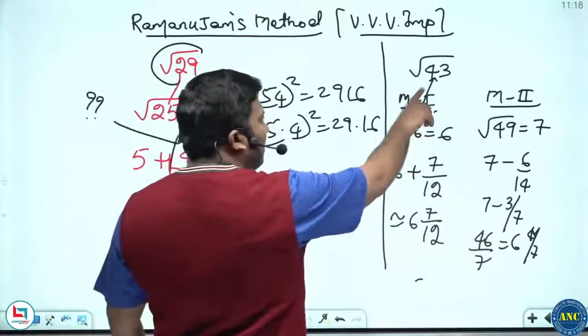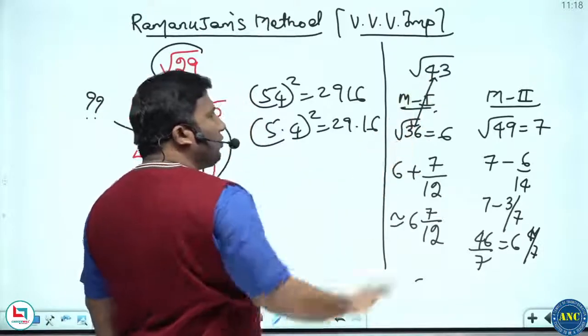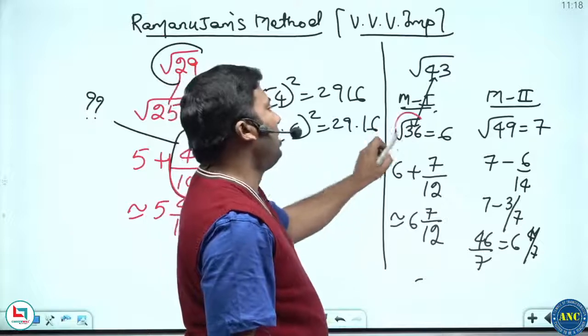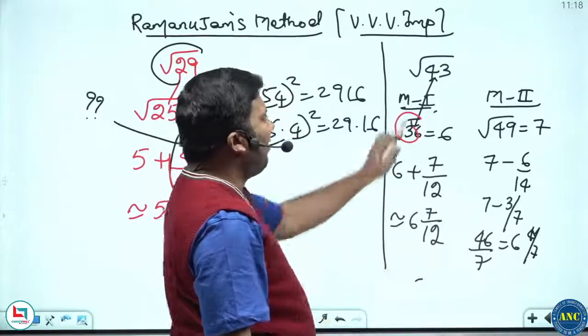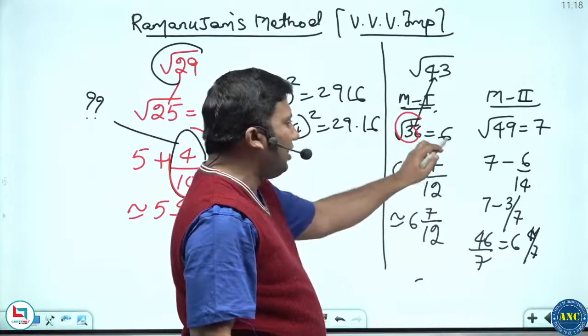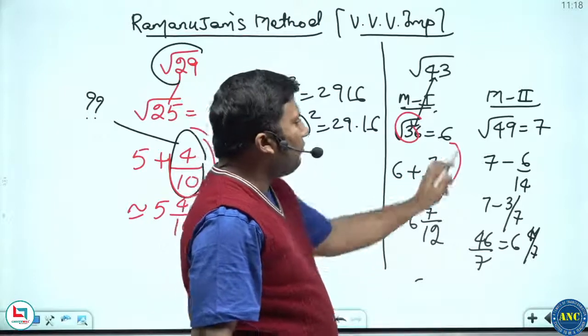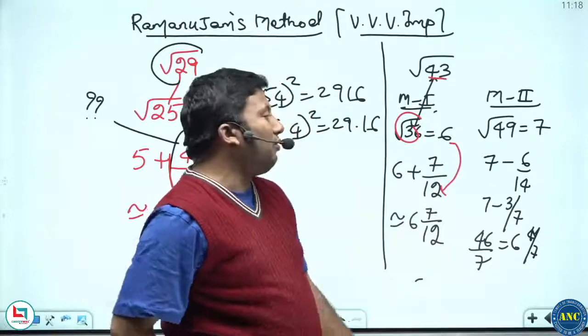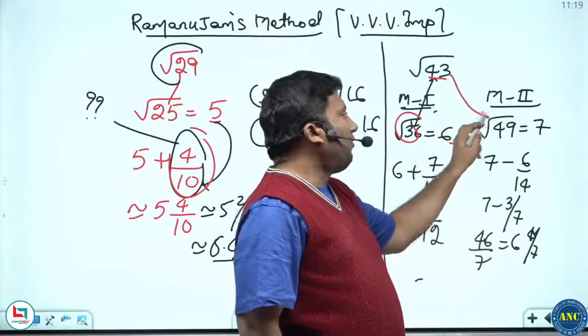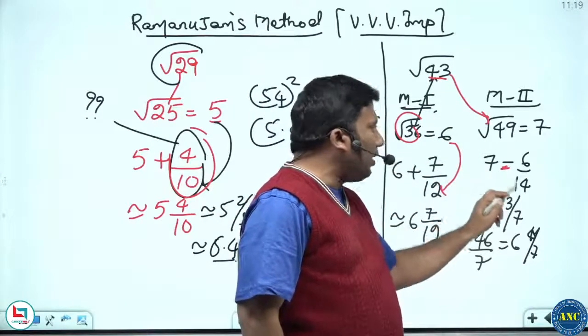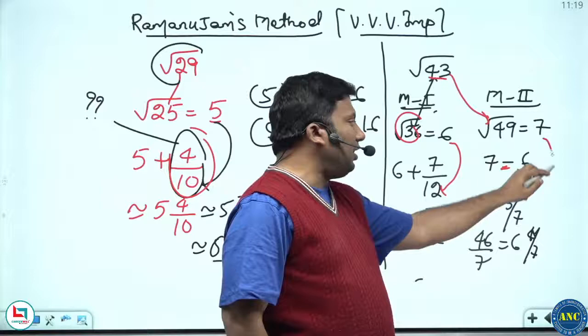Here, why did I discuss this? Sir, can I take a perfect square less than 43? Yes. Root 36 is 6. 43 minus 36 is 7. Double this number. Root 43 is less than root 49, 7 minus. 43 is less than 49, so minus. The difference is 6. Double this number.